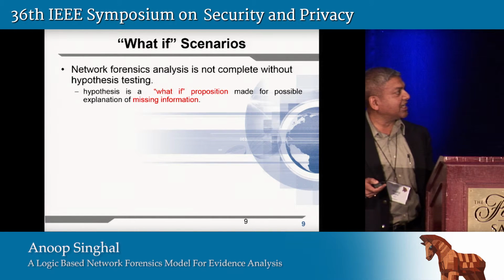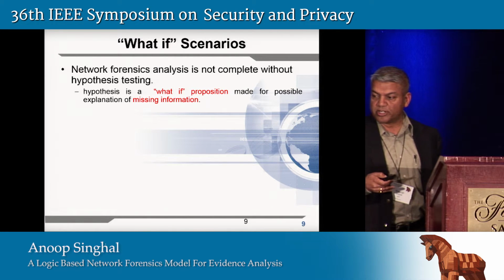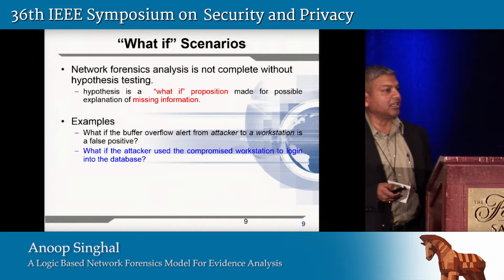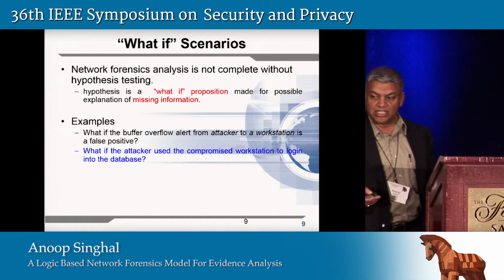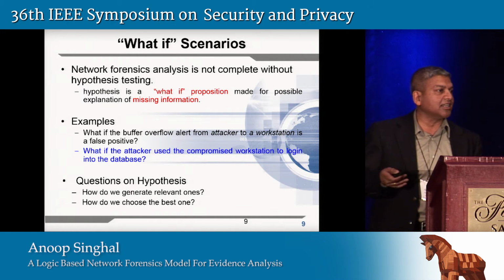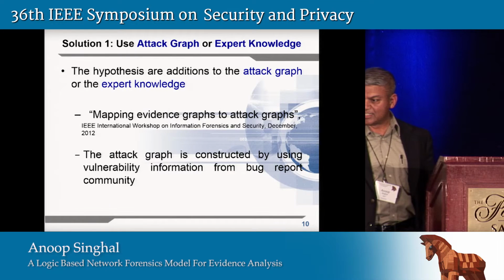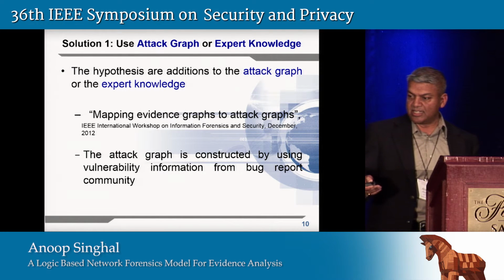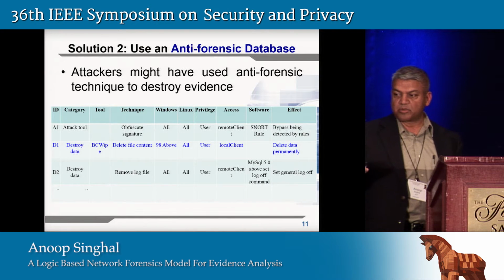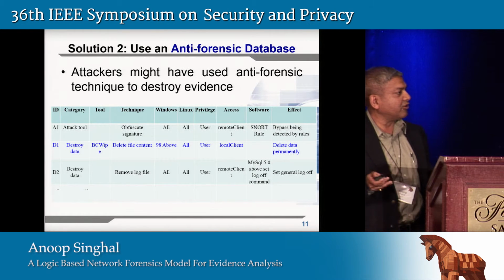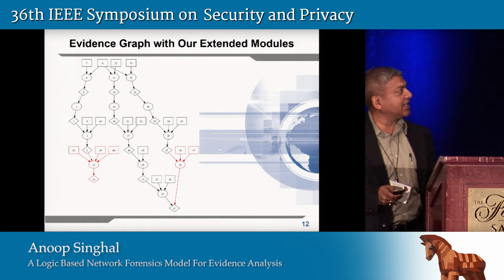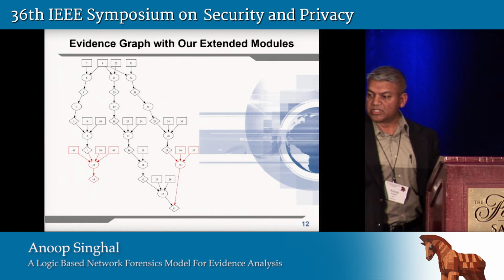Therefore, for forensic analysis, we need to put in some ways for the analyst to do some what-if kind of analysis, and also to take information about if some events have got deleted. To do that, you need to make some hypotheses and then validate those hypotheses. So for this particular case, we have taken some expert knowledge to enhance the attack graphs. The second option is to use an anti-forensics database, which has information about different techniques the attacker can use to delete the traces. Using these two different inputs, we can enhance the evidence graph, and you can see the red paths, which are basically some enhancements.